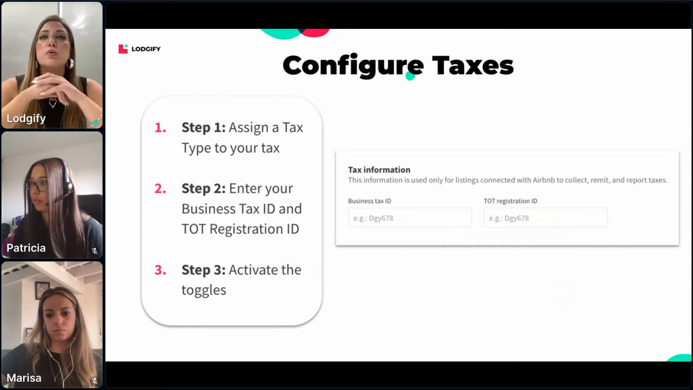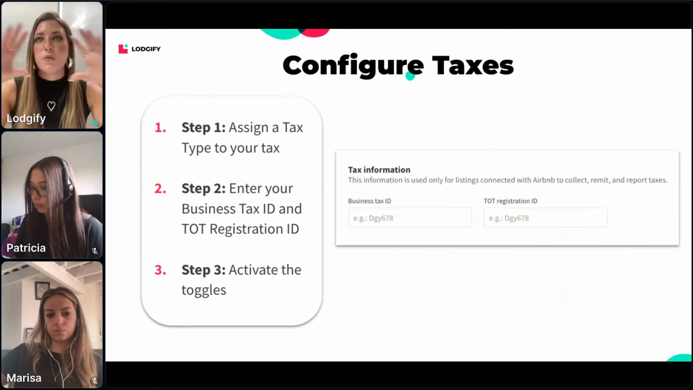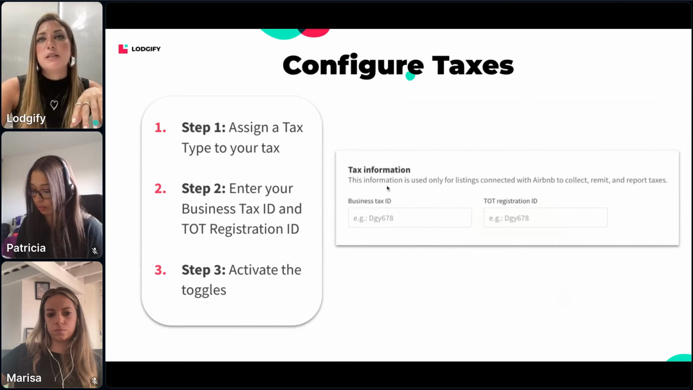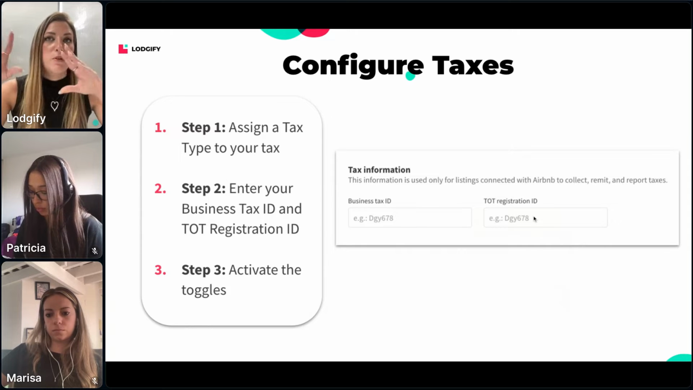Step number 2, you will find at the bottom of the fees and tax section of your rental in Lodgify this field for tax information. Both the business tax ID and the TOT registration ID fields must be filled in. But where can you get the business tax ID?